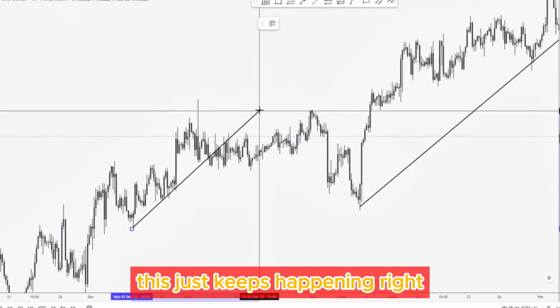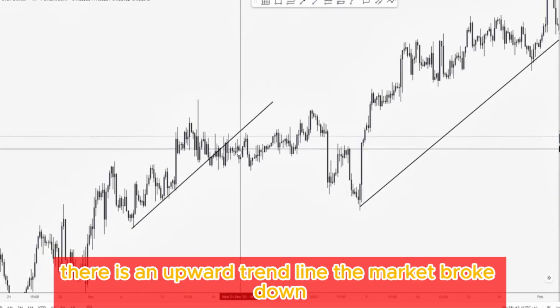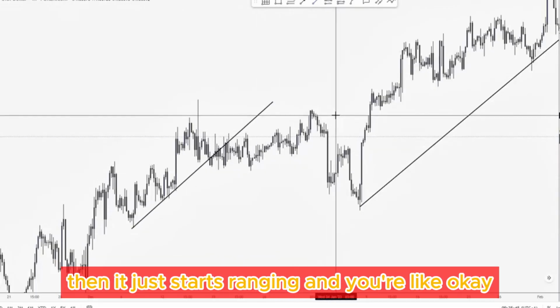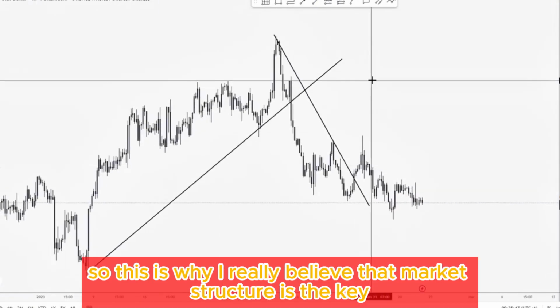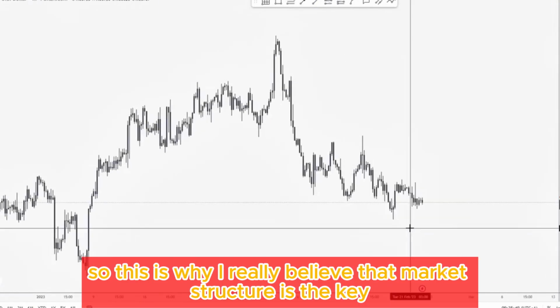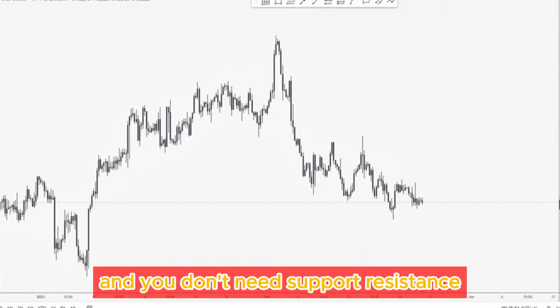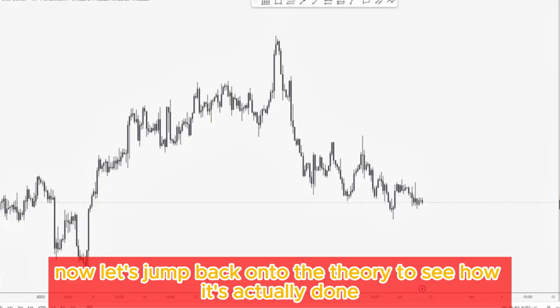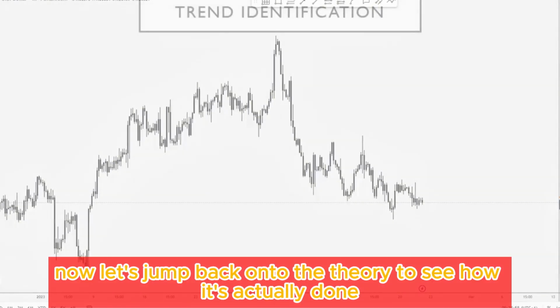Right? This just keeps happening. There is an upward trend line. The market broke down. Then it just starts ranging and you're like, okay, what should I do? So this is why I really believe that market structure is the key and you don't need support or resistance. You don't need trend lines. Right now, let's jump back onto the theory to see how it's actually done.